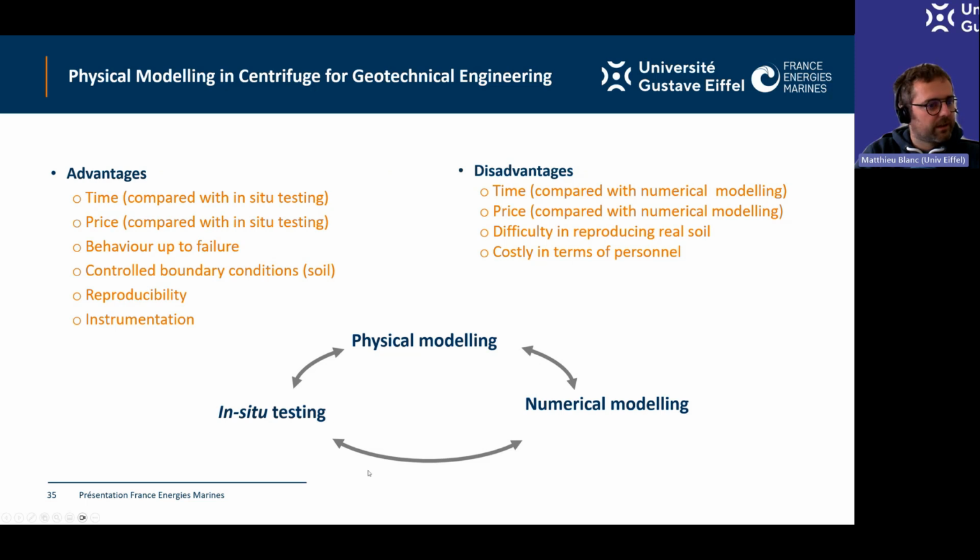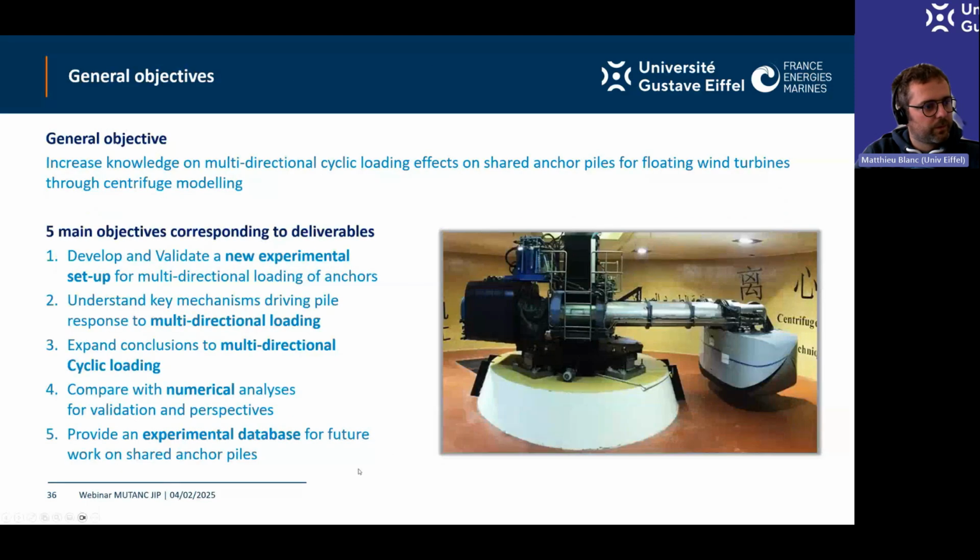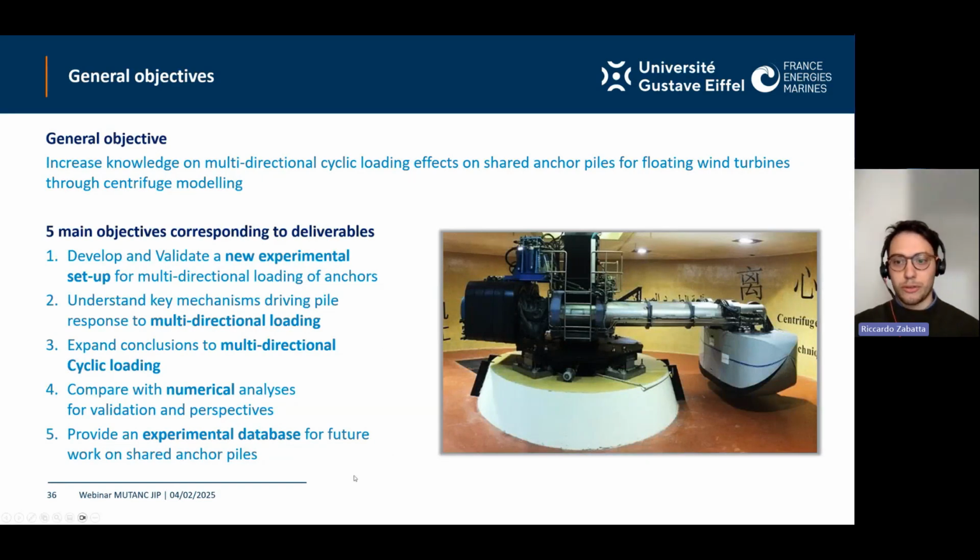Now I will let Ricardo present the objectives of the study. Matthieu introduced you to the concepts of centrifuge modeling, and now I will tell you more about what we did with centrifuge modeling for this project.